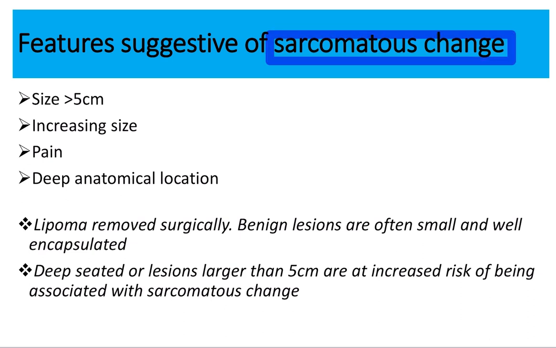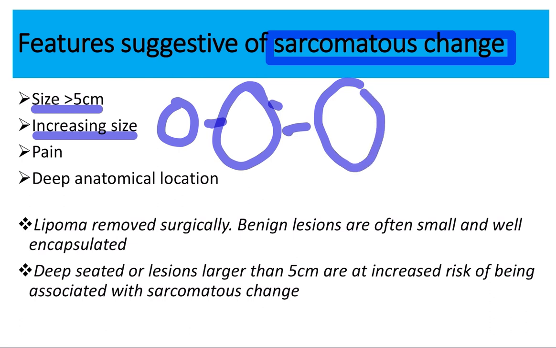So, features suggestive of sarcoma instead of lipoma. First of all, the size. When the size is more than 5 centimeter, we should suspect a case of sarcoma. Also increasing size: a lipoma present for a longer period of time, 3 years, 4 years, 5 years, but suddenly the size is increasing, so it is another suspicion. And pain: suddenly there is the development of pain, and sometimes bleeding. So pain, bleeding, discharge from the lump usually indicates it may be sarcoma.